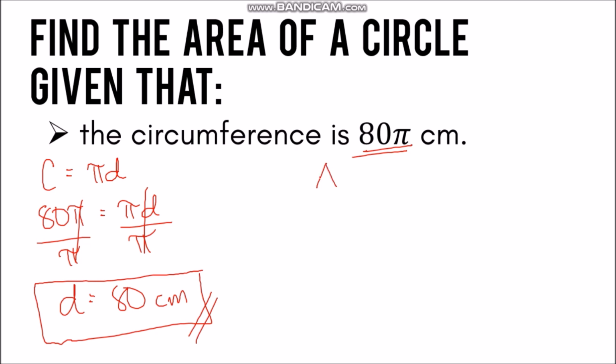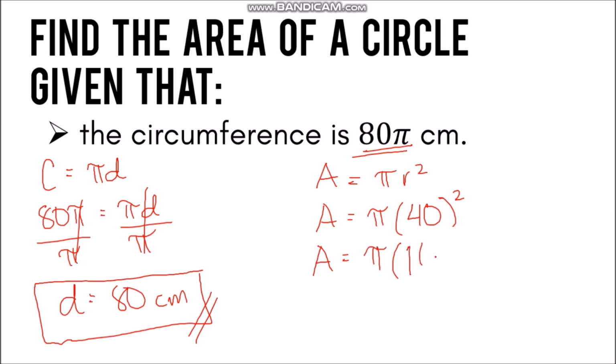Now, we can use this information to solve for the area of the given circle. The formula for the area is pi r squared. Since what we have here is the diameter, we can just divide it by 2 to get the radius. So, we have A equals pi times r, which is now 40, squared. So, A is equal to pi times the square of 40, which is 1,600. So, the area of the circle is 1,600 pi square centimeters.